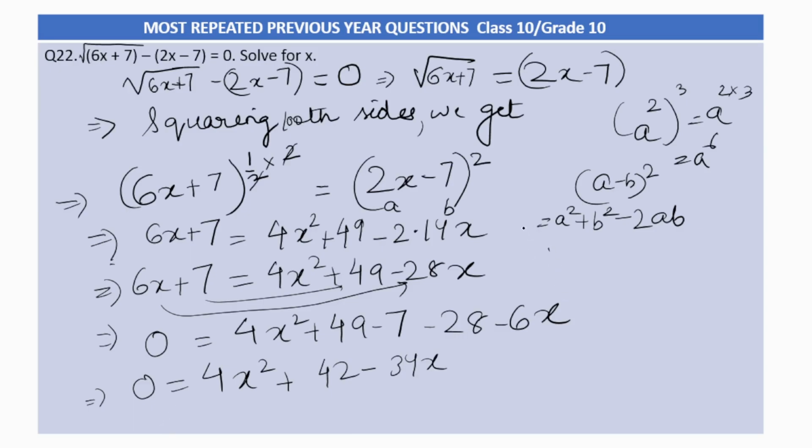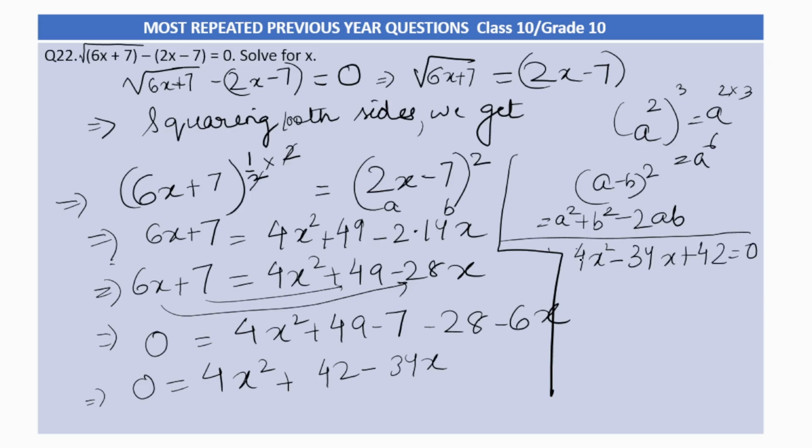I'll put a line here and I will remove this part also. So here we need to solve 4x square minus 34x plus 42 equal to 0. If you see, 2 is common here.